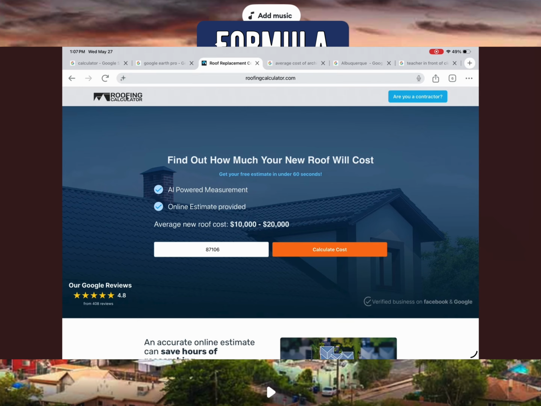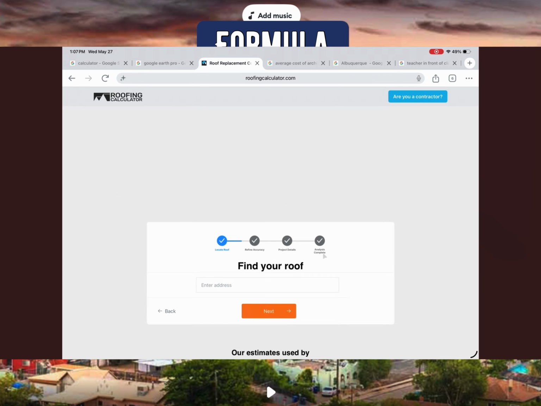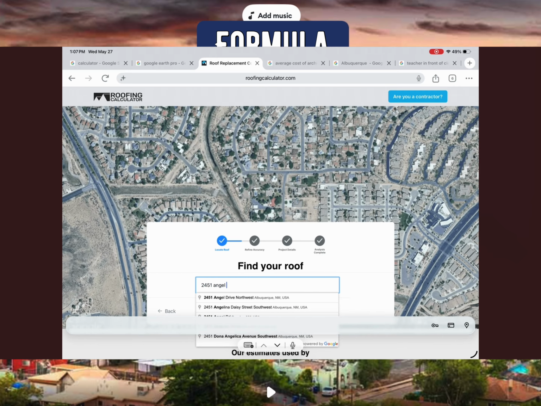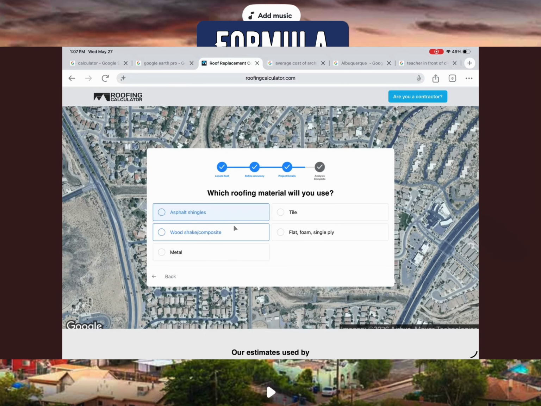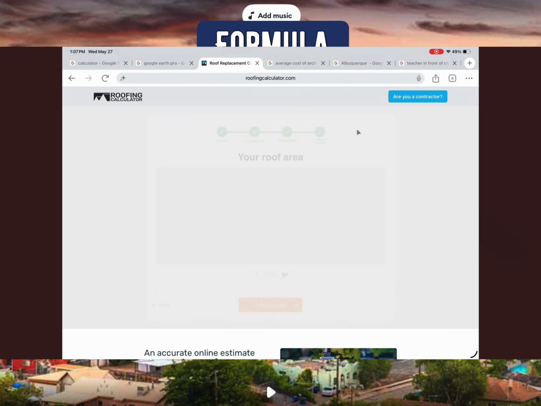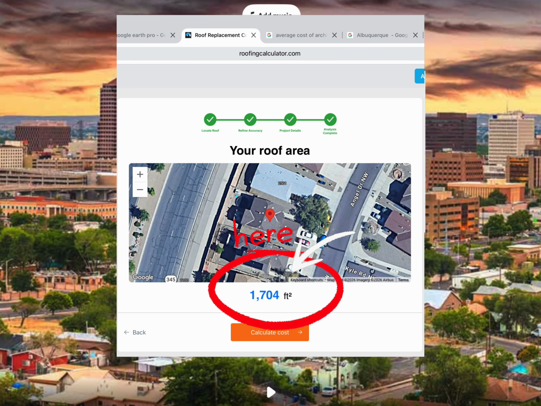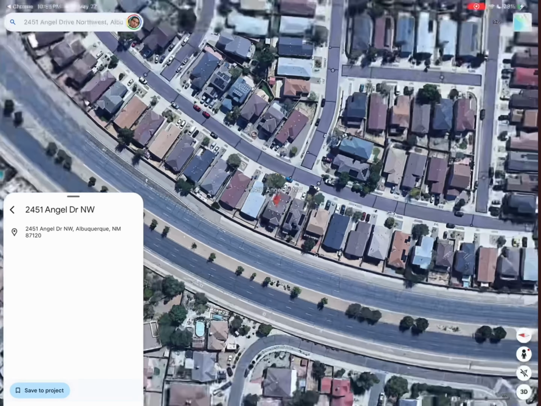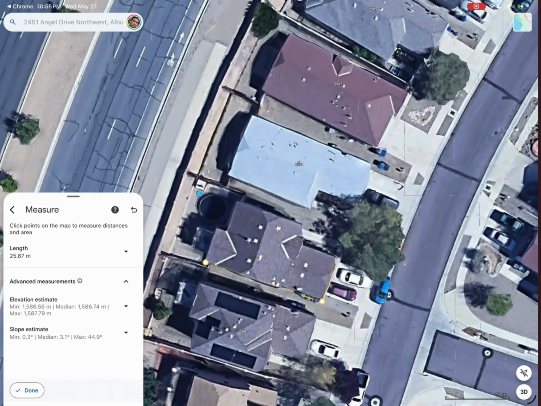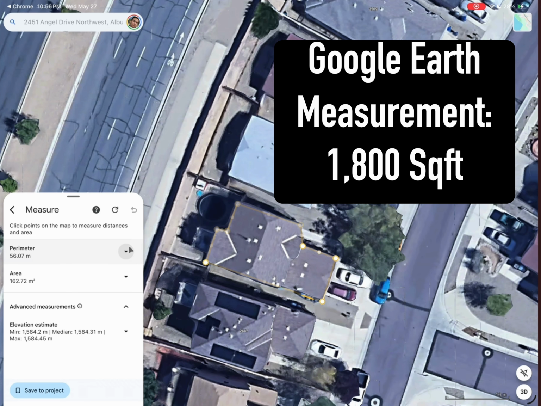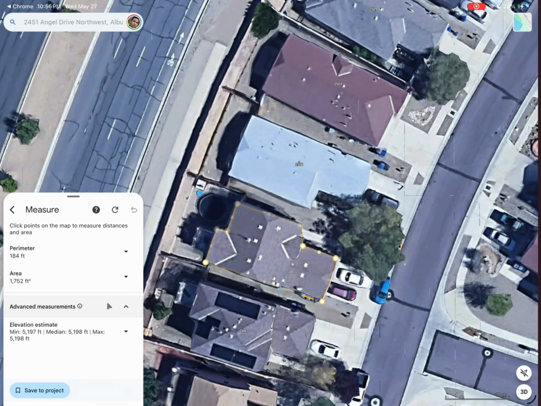Now let's get your results. Go to roofingcalculator.com, enter in your zip code, enter in your address. You'll need to answer two questions, one about home ownership and one about the material you're going to utilize, and that quickly you'll get your square footage of your roof. To cross-reference your measurements, you can use Google Earth, which is also free. On here, the measurement was slightly higher, and I advise you to always go with the higher number as it's better to be over than under.